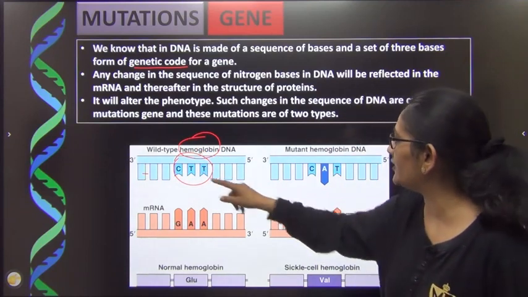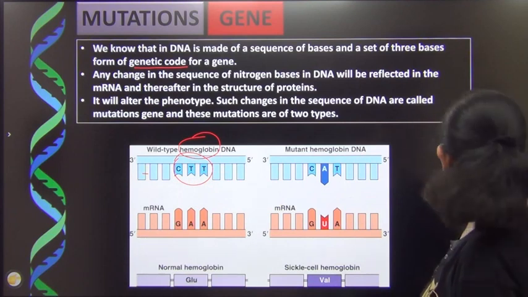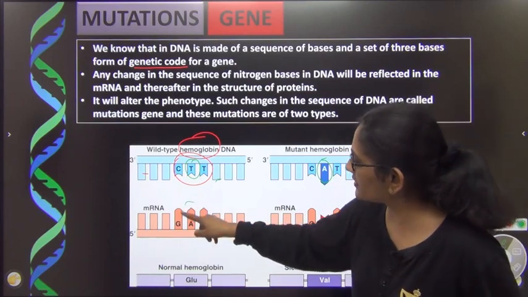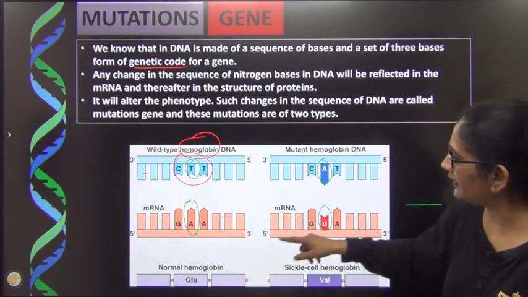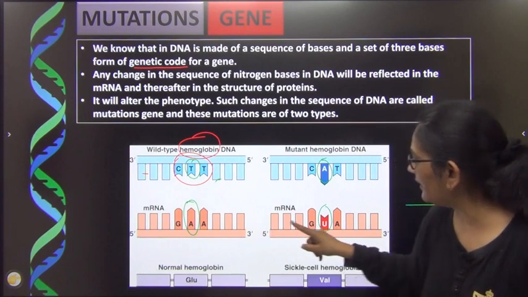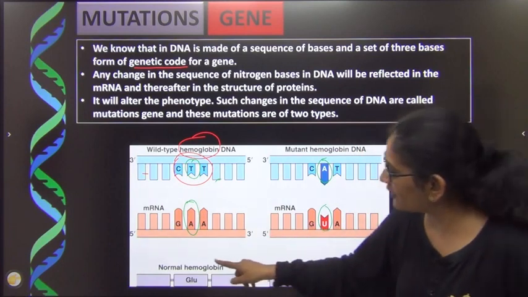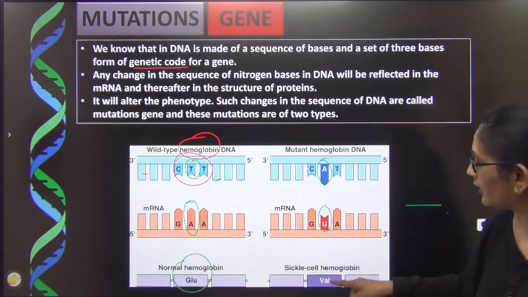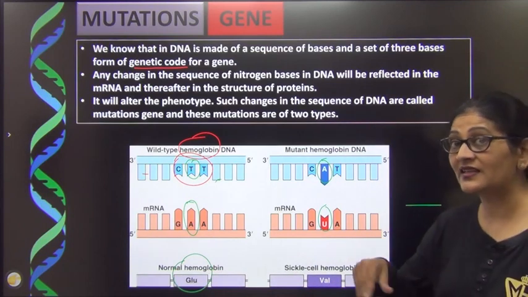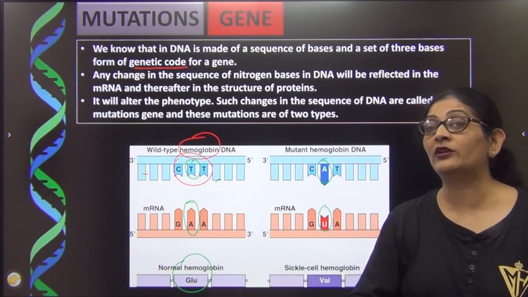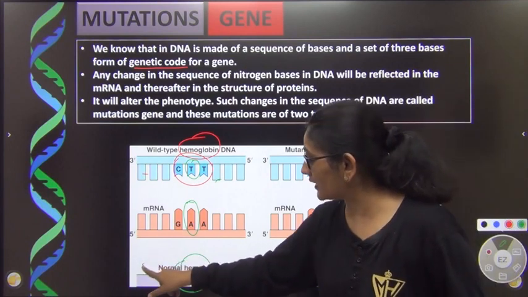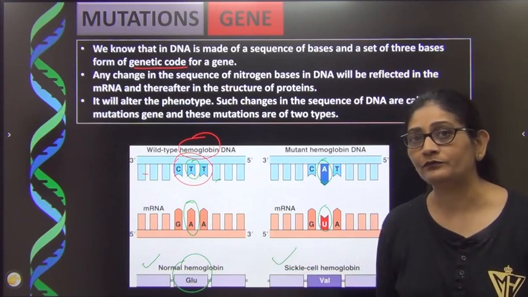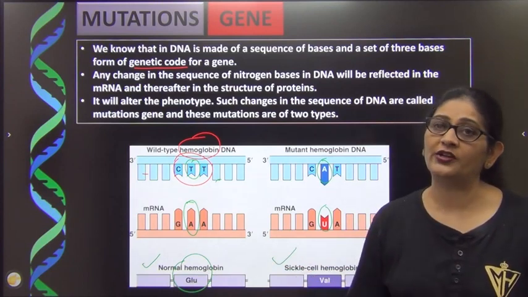Only one nucleotide changed. What is that nucleotide? यहाँ पर T के जगह we have A. Right? So there is a corresponding change in the mRNA. Instead of GAA, it is GUA now, and the corresponding amino acid will also change. Instead of glutamine, now we will have valine. Since the protein will change, the phenotype will change, and the person, rather than having normal hemoglobin, now will have sickle cell hemoglobin. So I hope you understood what is gene mutation.